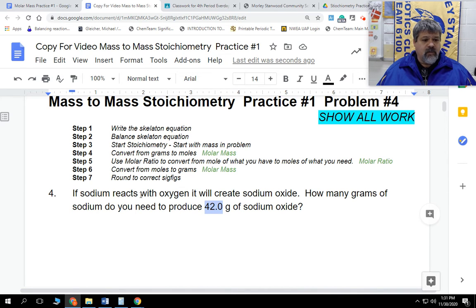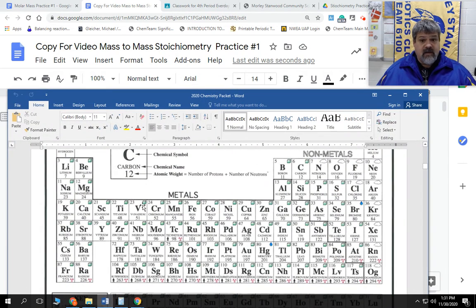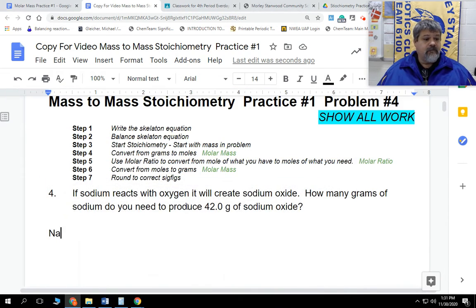So it says if sodium reacts with oxygen. So down here we're going to put down sodium, which is Na. Hopefully you know that. If not, you've got to go back to your periodic table, pull it up, and look at it. So sodium is going to react, and it's going to react with oxygen.